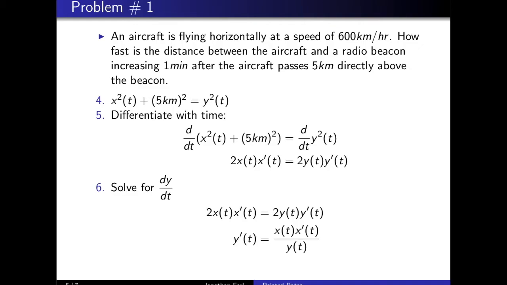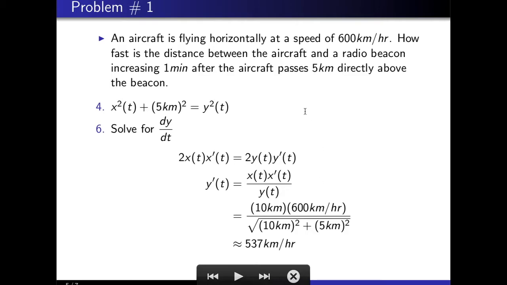From that, we just want to go and plug in the givens that we have. So from this, we're told that x prime, so that horizontal distance between the radio beacon and the airplane, is increasing at a rate of 600 kilometers an hour. So our x prime will be 600 kilometers per hour. We just need to come up with what x and y will be. Well, we know from our Pythagorean theorem that x squared plus 5 kilometers squared equals y squared.